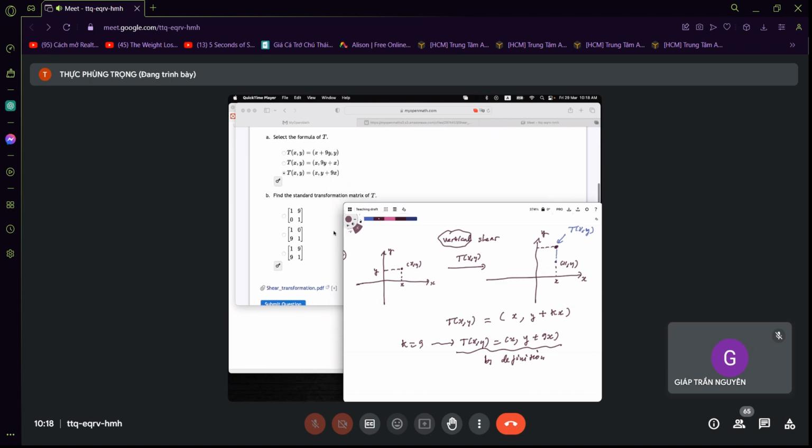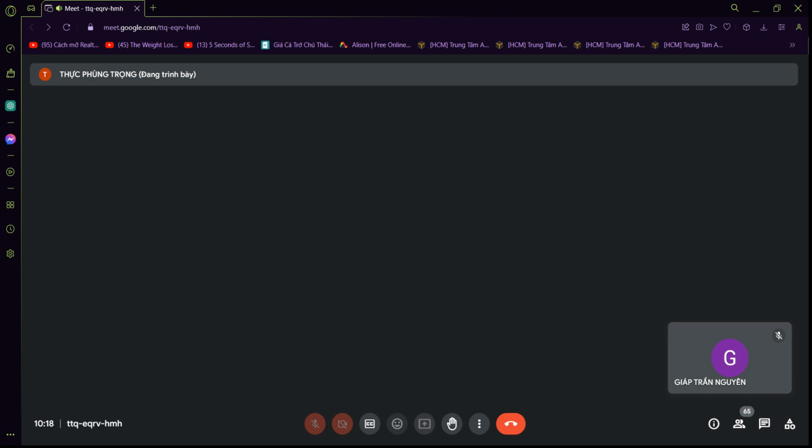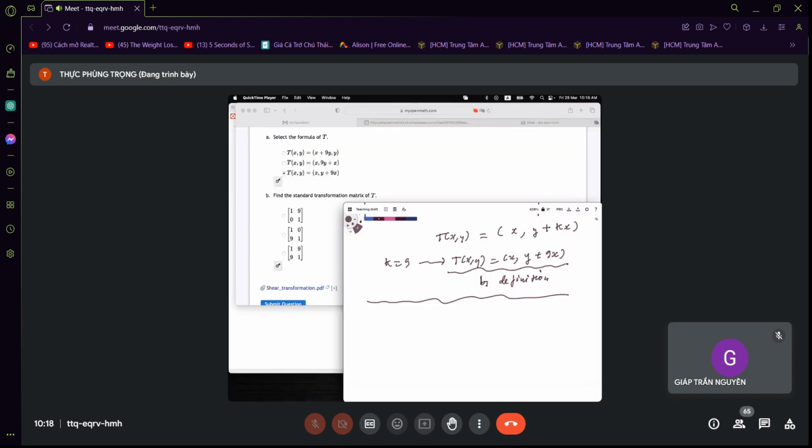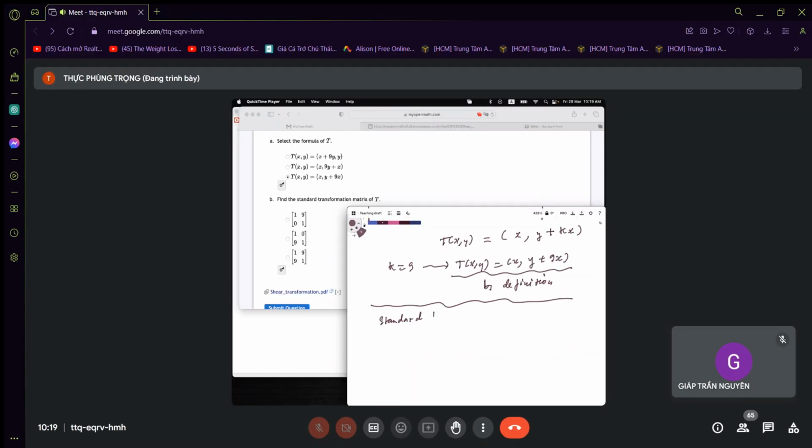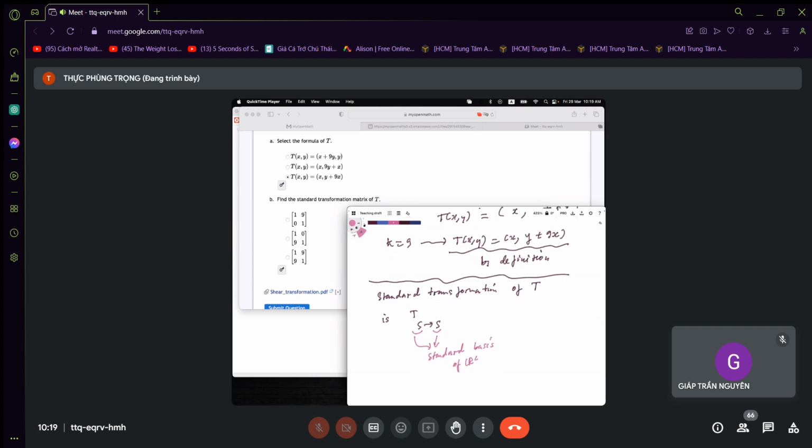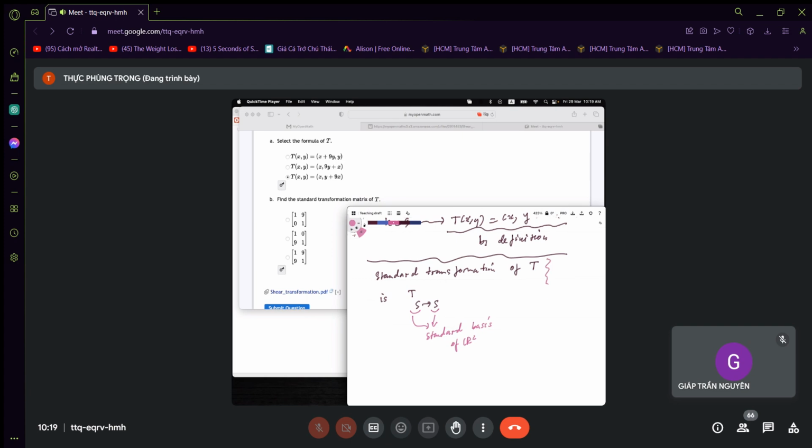Now let's do the second part of the question. Find the standard transformation of this one. What's the standard transformation? It's just the transformation with respect to the standard basis, right? So let me write. The standard transformation of T is just the matrix of T from S to S. S is the standard basis of R2. So this is the definition of the standard transformation of T.